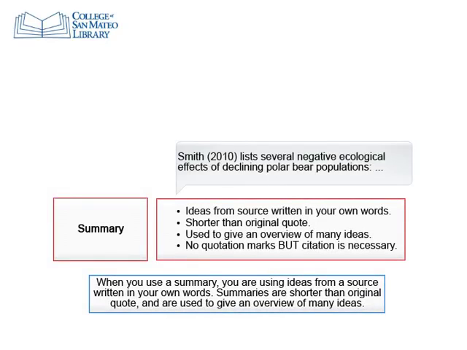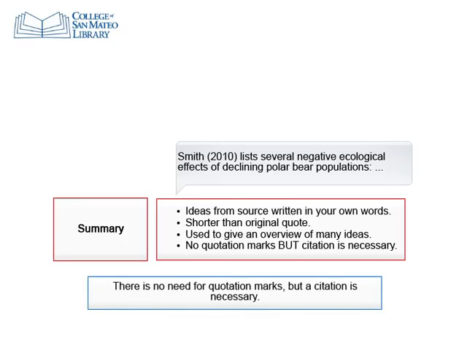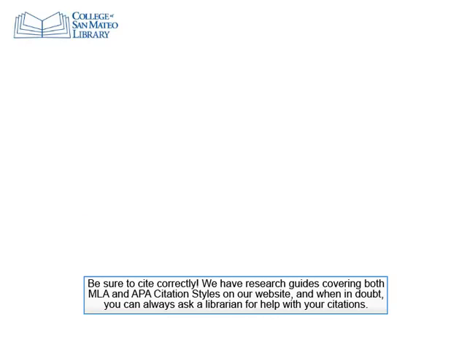When you use a summary, you are using ideas from a source written in your own words. Summaries are shorter than the original quote and are used to give an overview of many ideas. There is no need for quotation marks, but a citation is necessary. Be sure to cite correctly. We have research guides covering both MLA and APA citation styles on our website, and when in doubt, you can always ask a librarian for help with your citations.